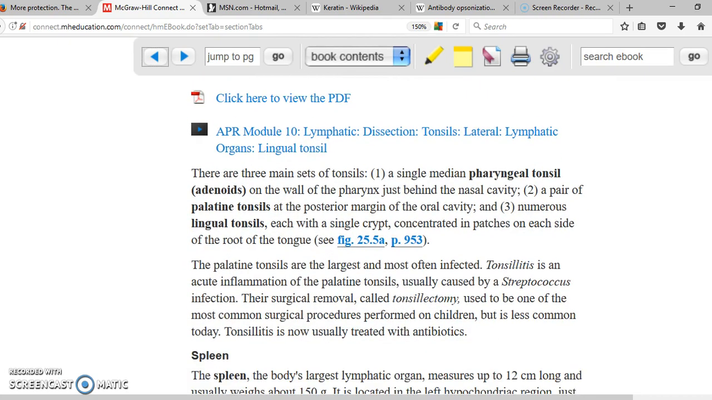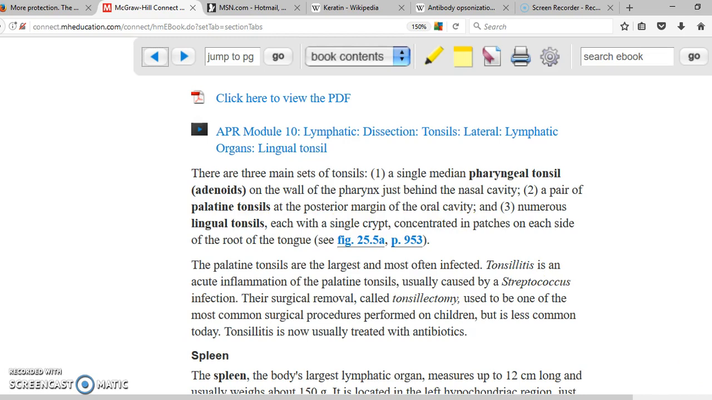And there are three main sets of tonsils. You're going to have the pharyngeal tonsil, right, which is called a lot of times the adenoids, right? They are just at the level of your pharynx. Palatine tonsils, which are on top of your tongue, basically on the upper area of your mouth. And then the lingual tonsils, which are going to be obviously located where your tongue is.